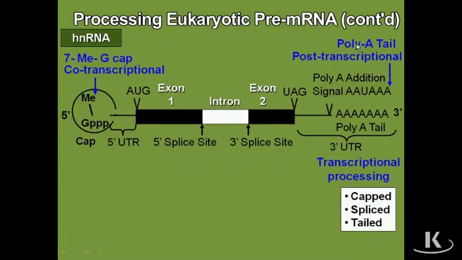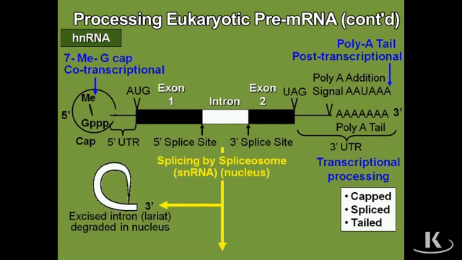Incidentally, the poly A tail is added post-transcriptionally. So only after transcription is complete can the poly A tail be added, whereas the cap was added co-transcriptionally. And there's some debate as to whether or not the splicing happens co-transcriptionally or post-transcriptionally. You wouldn't be asked about that. In fact, there's a special organelle, if you want to think of it that way. It's more like a complex of proteins.